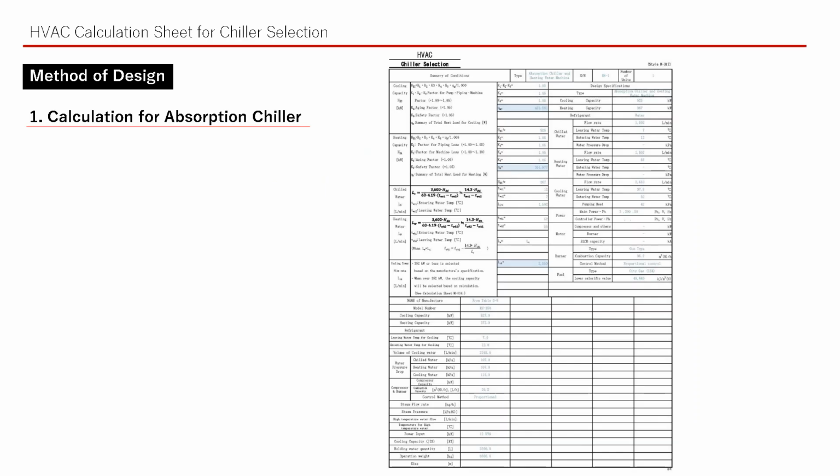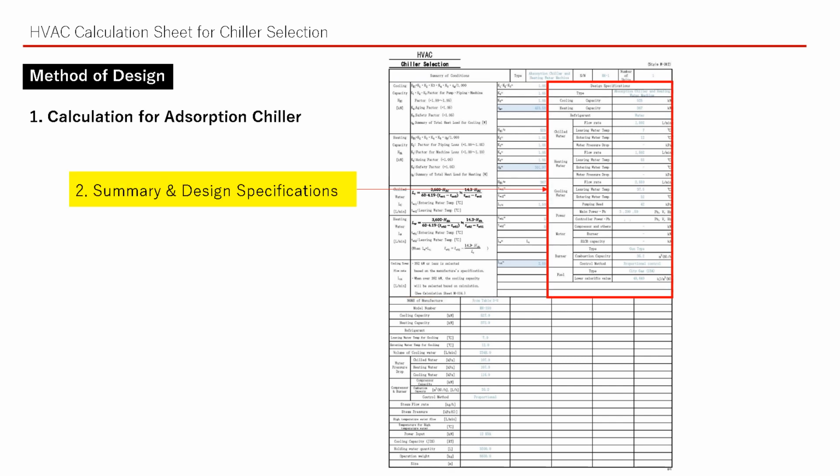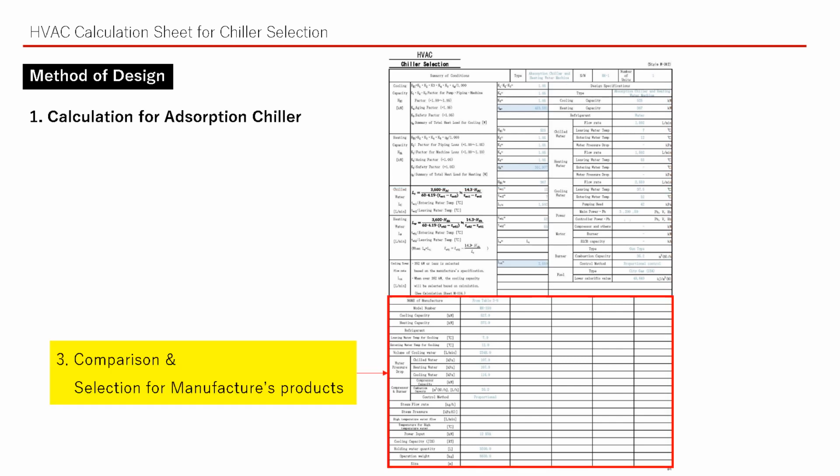We will introduce the calculation sheet for two cases: absorption chiller and heat pump unit. First, we will explain about absorption chiller. The calculation sheet contains three kinds of contents. 1. Calculation for cooling capacity, heating capacity, chilled water flow rate and cooling tower flow rate. 2. Summary and design specifications. 3. Comparison and selection for manufacturer's products.